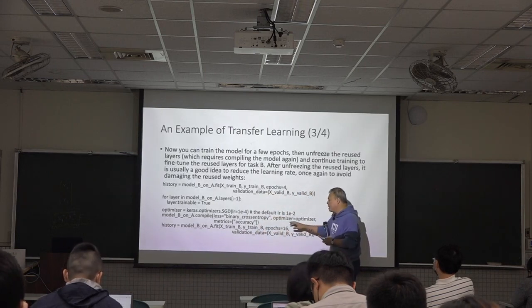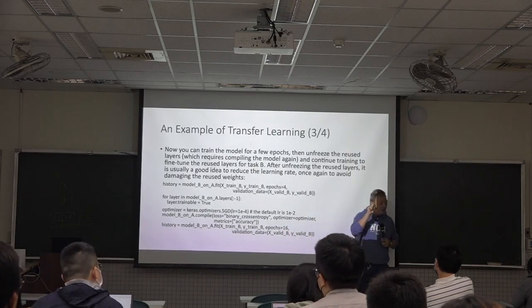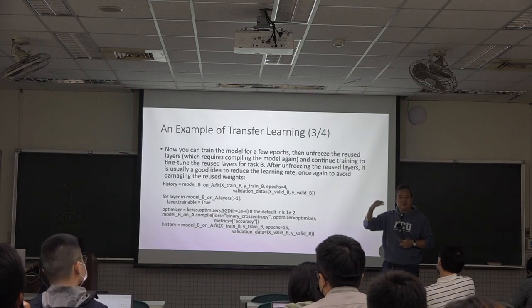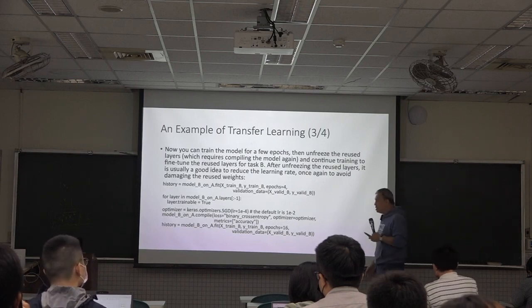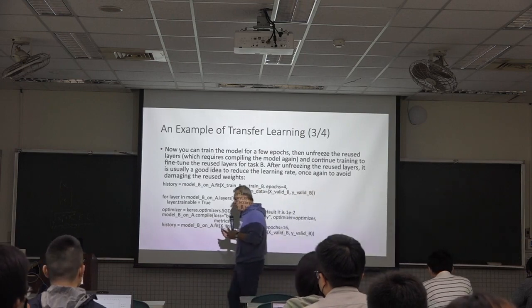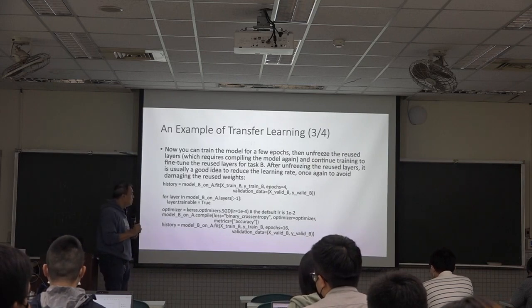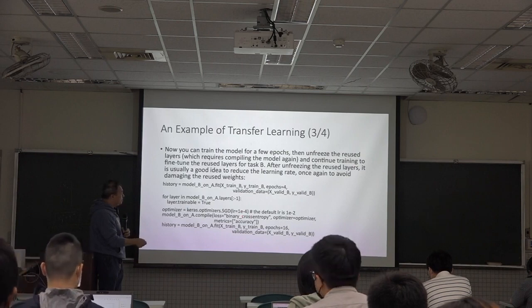Then you call fit again. Now you have 16 epochs, but because you use a much smaller learning rate, it allows you to avoid changing the layers you copy from model A too much. Remember, because we are using transfer learning, we want the weights of the layers that you copy to stay as close to the original model weights as possible. That's why we set this learning rate to be much smaller.